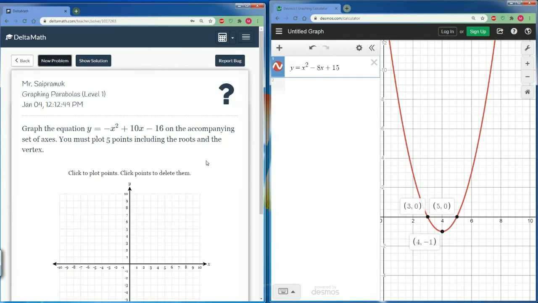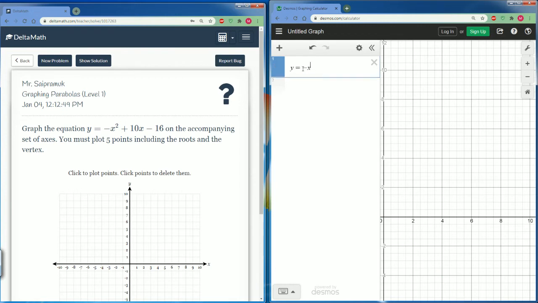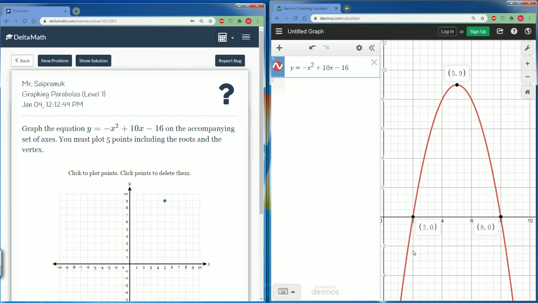All right, so let's graph this: negative x squared plus 10x minus 16. All right, so our vertex here is 5, 9. Our 2 points here are 2 comma 0 and 8 comma 0.